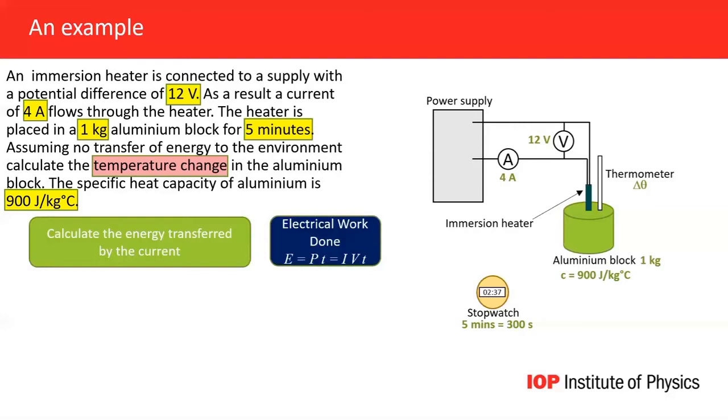So what's happening in terms of work and energy then? In the initial system, the input system, what we want to do is calculate the electrical work done, the energy being transferred by the current.